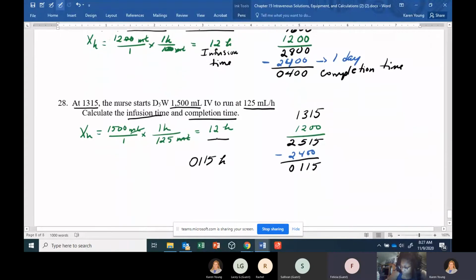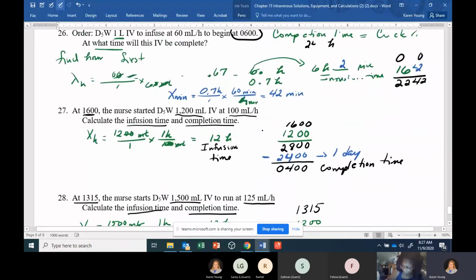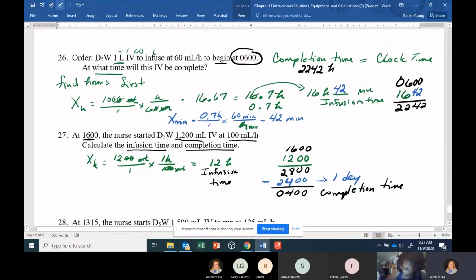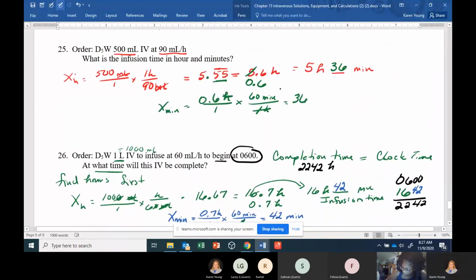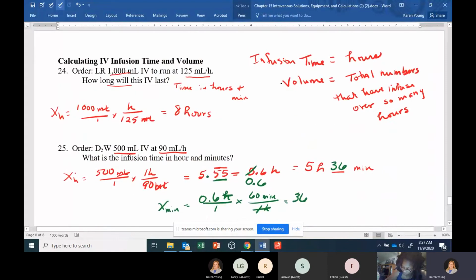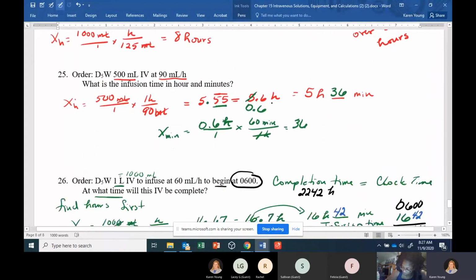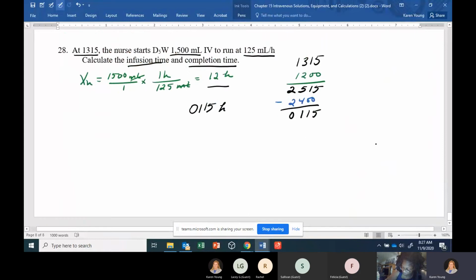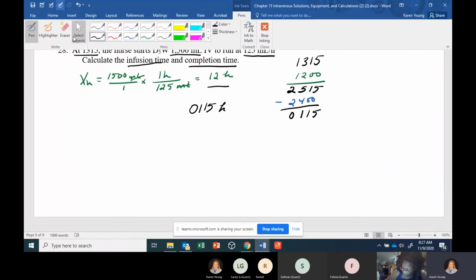So that's my infusion time and my completion time. And if I need to convert it to minutes, if I've got a decimal, I have to convert it to minutes. One thing I didn't do is what's my total volume. So I'm going to add a page in here.